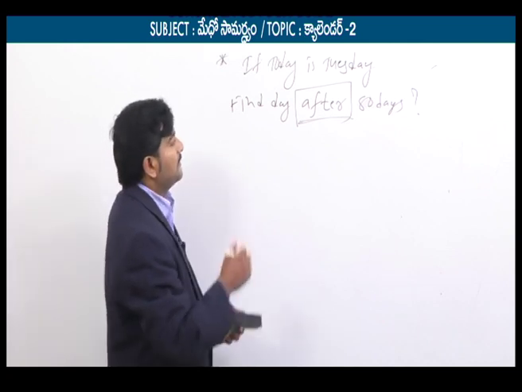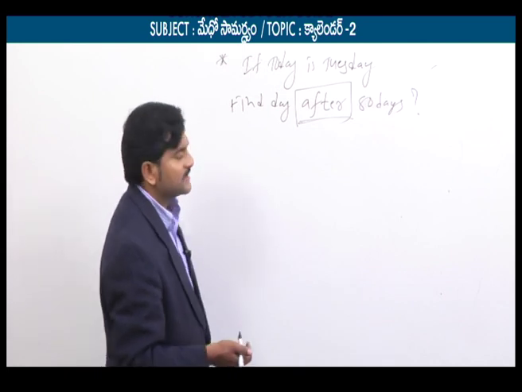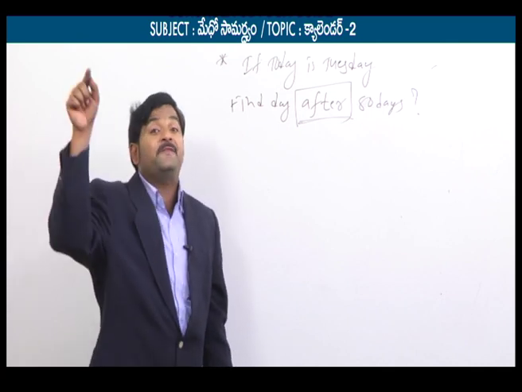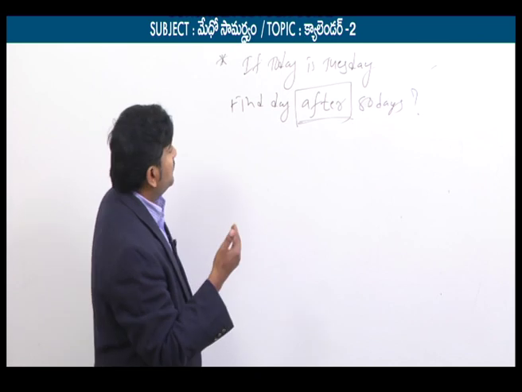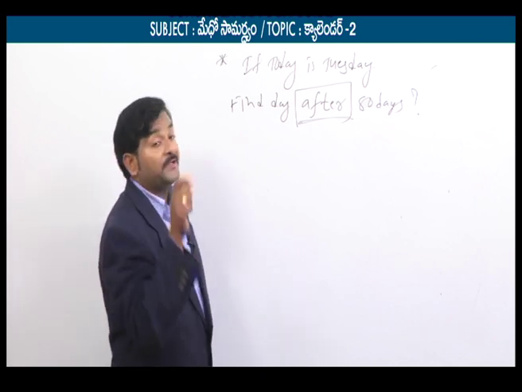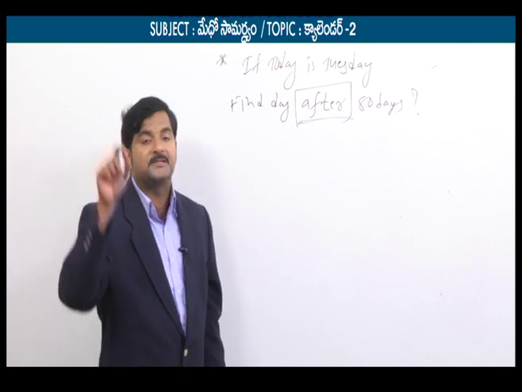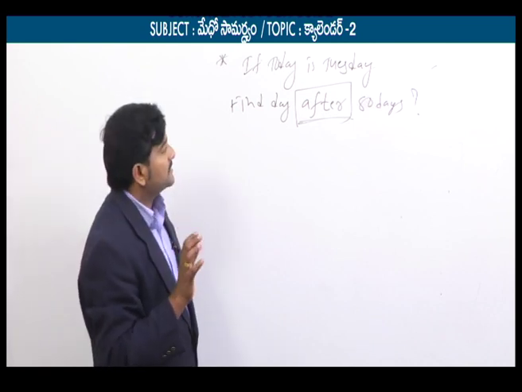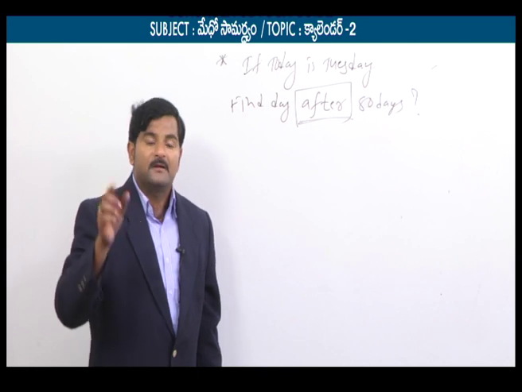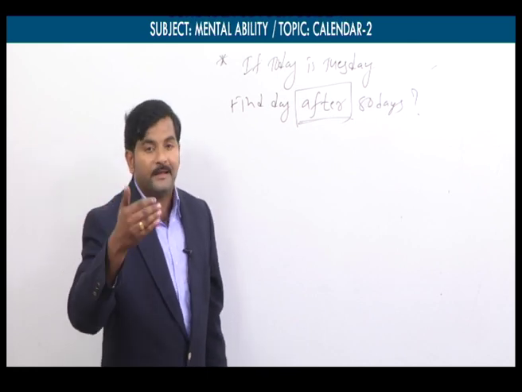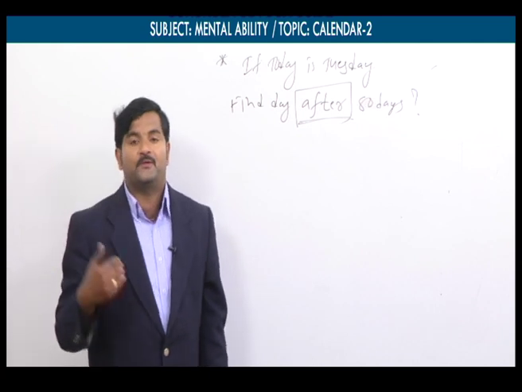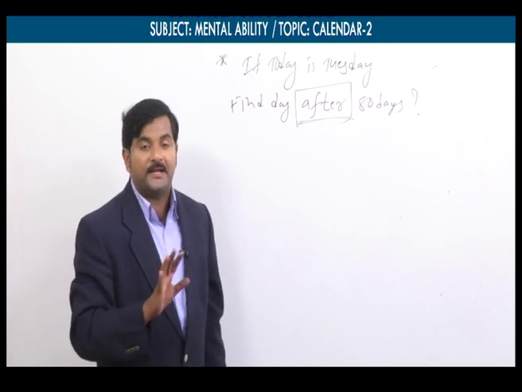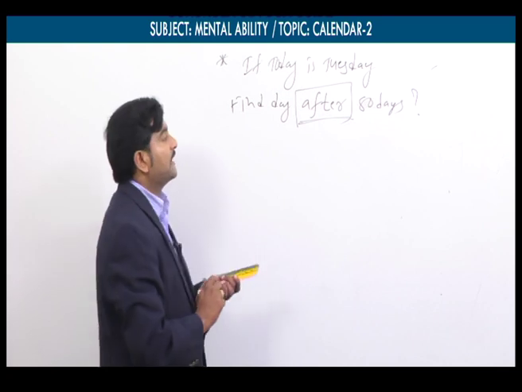Now we are focusing on "after 80 days". What does it actually mean? After 80 days means it is the 81st day. Is it right? If today is Tuesday, find the day after 80 days: that day will be the 81st day. On the 80th day means we need to find the 80th day itself, or 80 days ago means we need to find 80 days before. The only thing I need to stress is that after 80 days means it's not the 80th day, it is the 81st day.